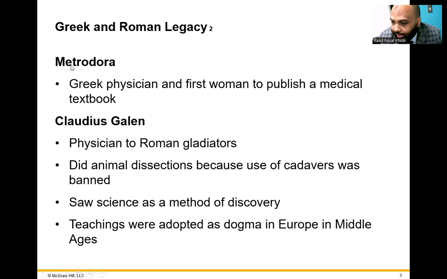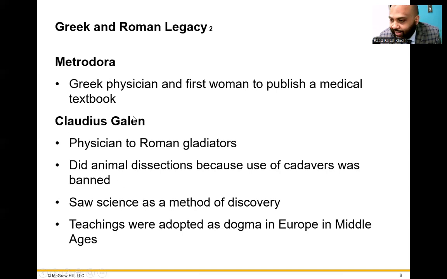Then Metrodora came in, and that was the first woman, the first female to publish a medical textbook, and it was about obstetrics and gynecology. So in obstetrics and gynecology, she was talking about the diseases that influence and affect females.